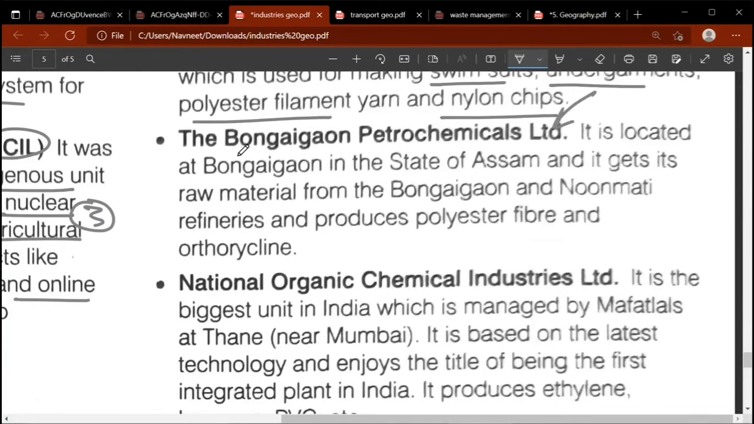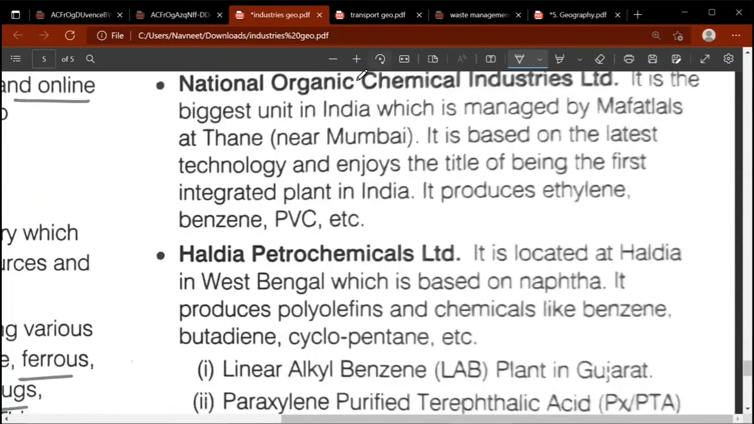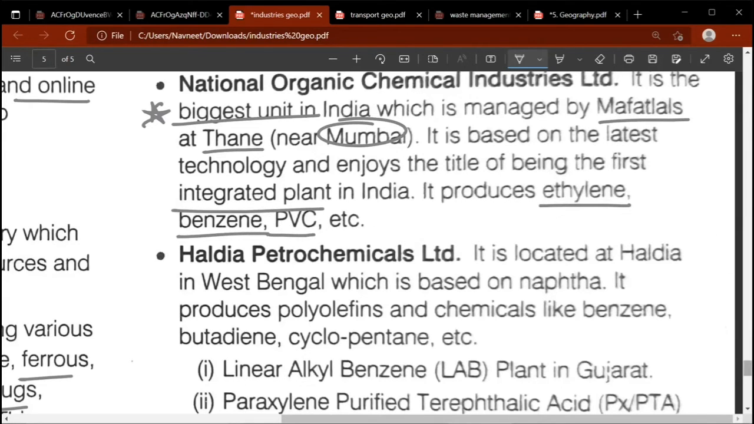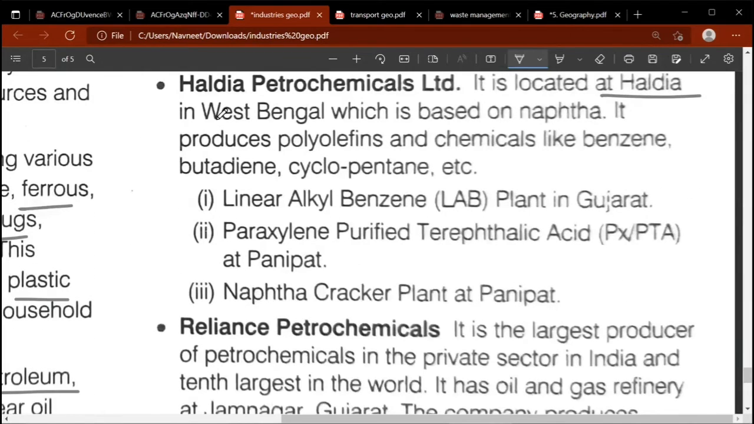The Bongaigaon Petrochemicals Limited is located at Bongaigaon in the state of Assam, and it gets the raw material from the Bongaigaon and Noonmati refineries and produces polyester fiber. National Organic Chemical Industries Limited is the biggest unit in India, managed by Mafatlals at Thane near Bombay. It is based on the latest technology and enjoys the title of being the first integrated plant in India. It produces ethylene, benzene, PVC, etc. Then we have the Haldia Petrochemicals Limited, located at Haldia in West Bengal, which is based on naphtha. It produces polypropylene and chemicals like benzene, butadiene, cyclopentane, etc.